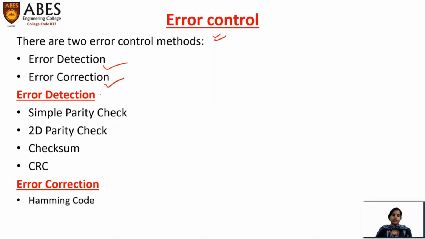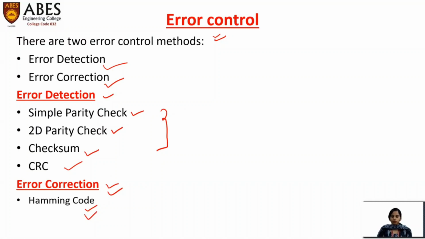Error detection is further divided by how we can detect the error. There are some methods for detecting the error. The first one is simple parity check, second is 2D parity check, third is checksum, and fourth is CRC. We'll discuss these in detail in the upcoming videos. And error correction can be done with the help of the Hamming code. So these are basically the error control methods.